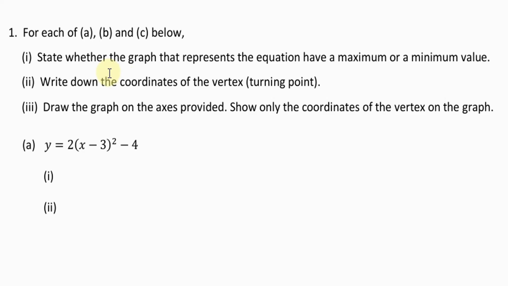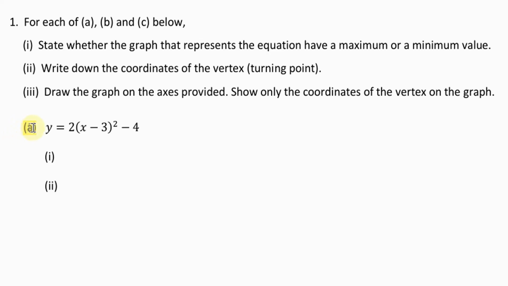So let's look at the first question in this tutorial. It says, for each of A, B, and C below, state whether the graph that represents the equation has a maximum or a minimum value. Then secondly, write down the coordinates of the vertex or turning point. And thirdly, draw the graph on the axis provided. Show only the coordinates of the vertex on the graph.